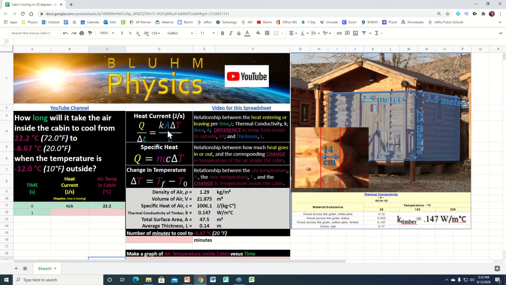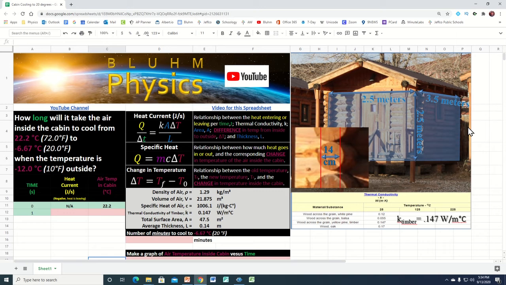Okay, and then the other variable that affects it is the total surface area of those walls and the difference in temperature. We're using delta here, but the difference in temperature is what we're referring to now, not necessarily the change in temperature. If it's warm inside the cabin and cool outside the cabin, the bigger difference in temperature would create more heat current. And heat always flows from high temperature to low temperature.